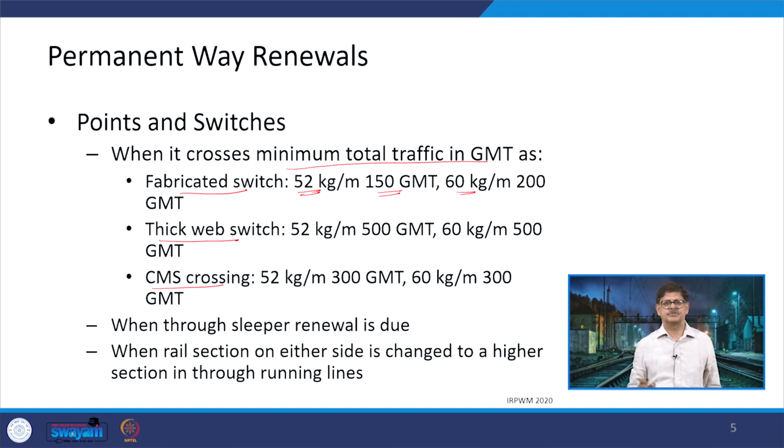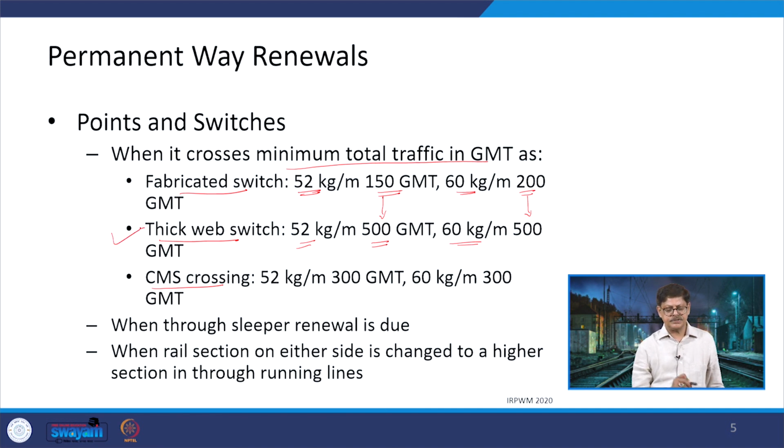So, as soon as it crosses 150 GMT, that means there is a requirement of a renewal. But if it is 60 kg per meter rail section, then this value increases to 200 GMT, when we have a thick web switch, a better switch in this case. Even for this 52 kg per meter rail section, you can see the increase from 150 to 500 GMT. And similarly, in the case of 60 kg per meter, here also it is from 200 to 500 GMT. So, a good increase in the value is there.